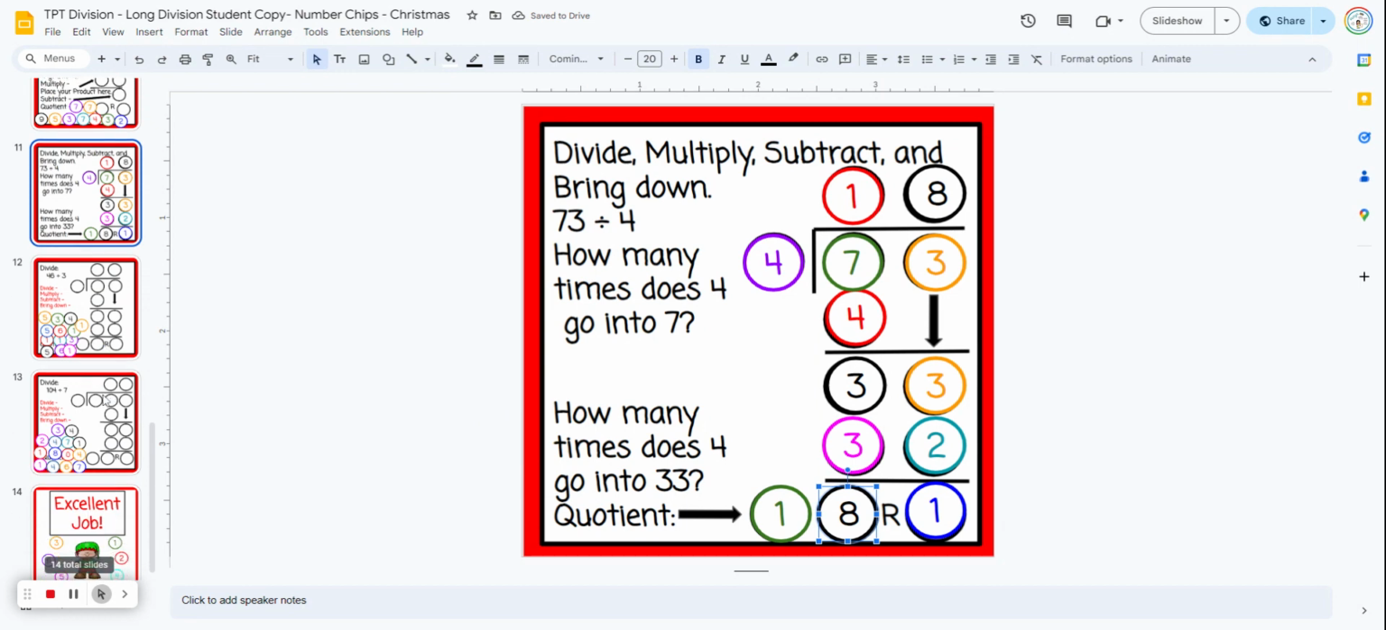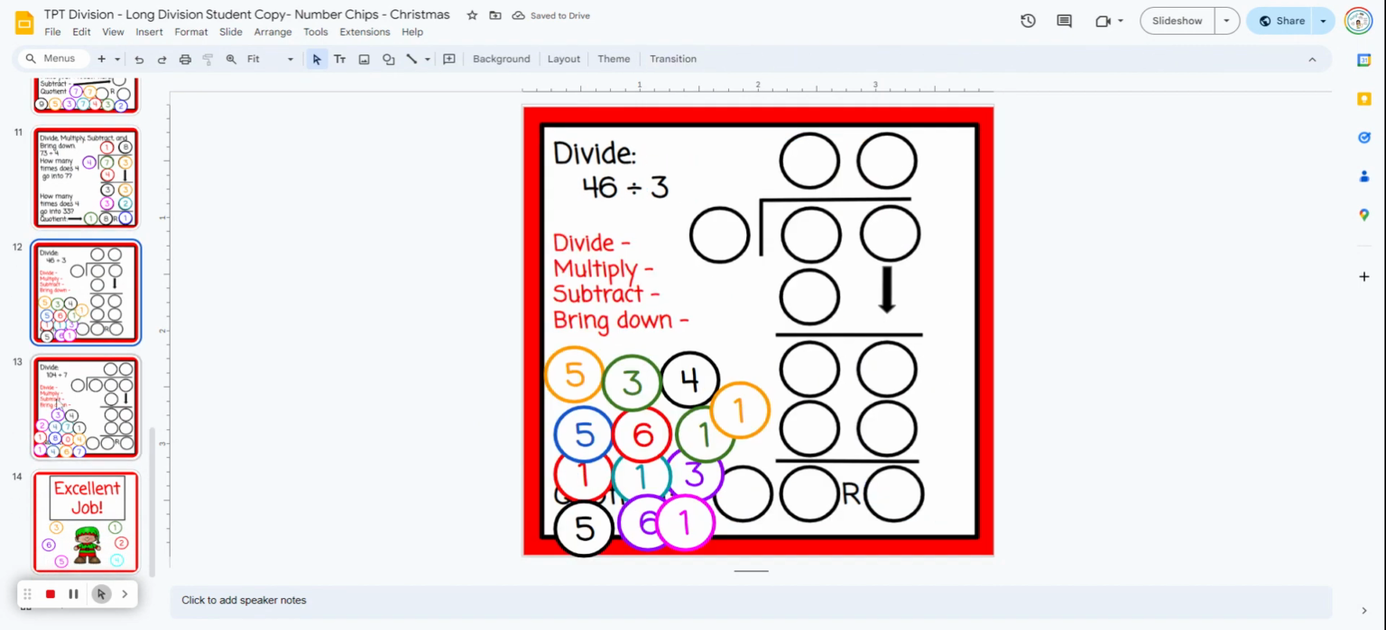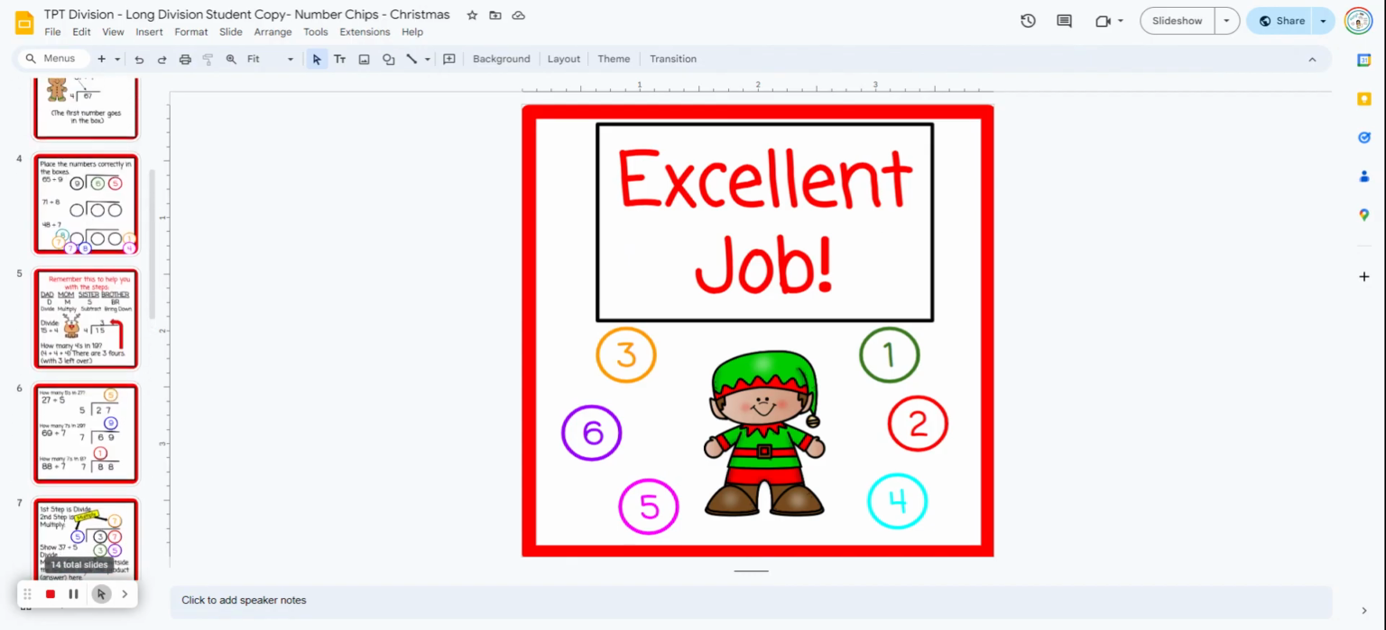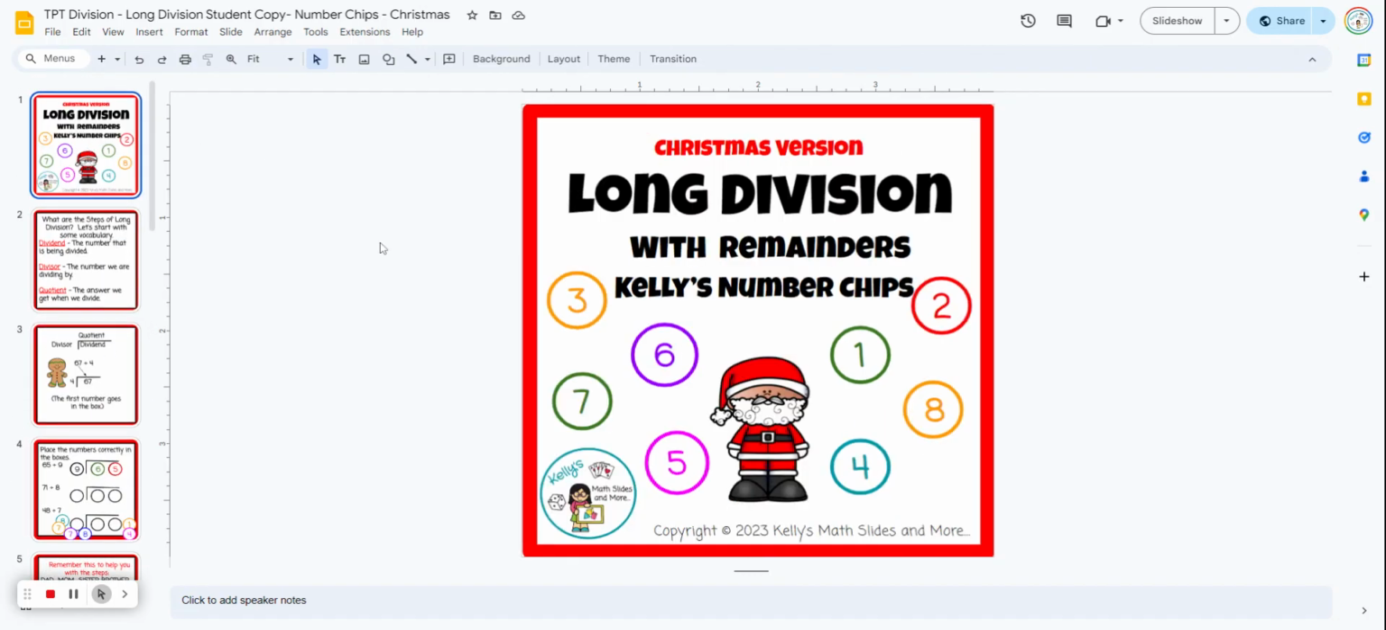And they get a little bit more practice doing this. They get to the end, tells them they did an excellent job, and they're finished. So this is the digital lesson, long division with remainders, the Christmas version.